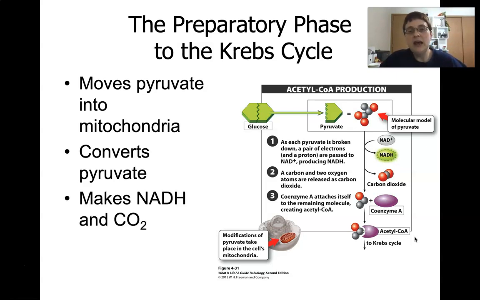While it's doing that, it actually makes some more stuff. You can see it makes some NADH, so some more of those high energy molecules, and it makes some of the carbon dioxide that we breathe out. So just getting ready for the Krebs cycle ends up making some of the things that we end up with at the end of the reaction. We make some carbon dioxide, and we make some NADH that we'll use later on.